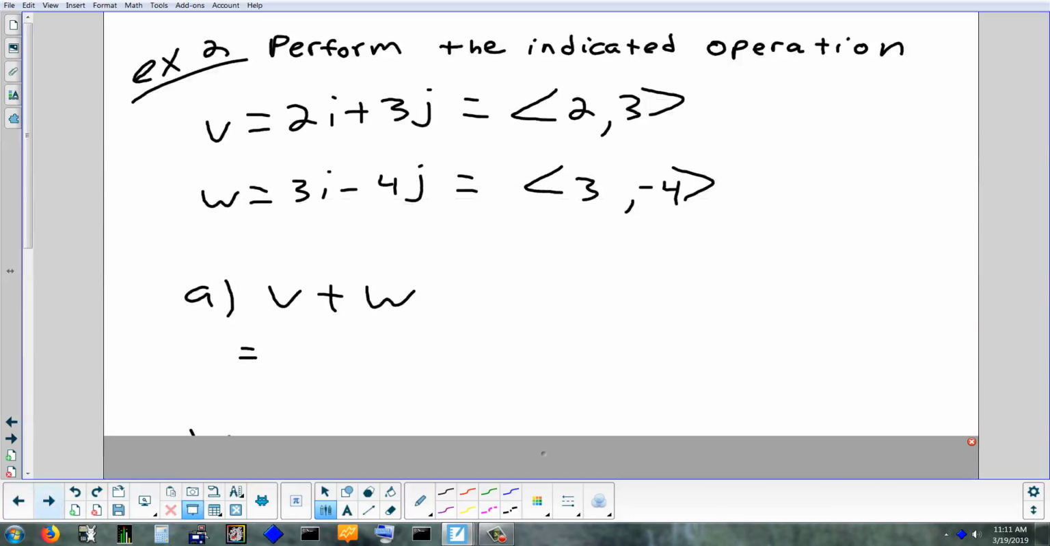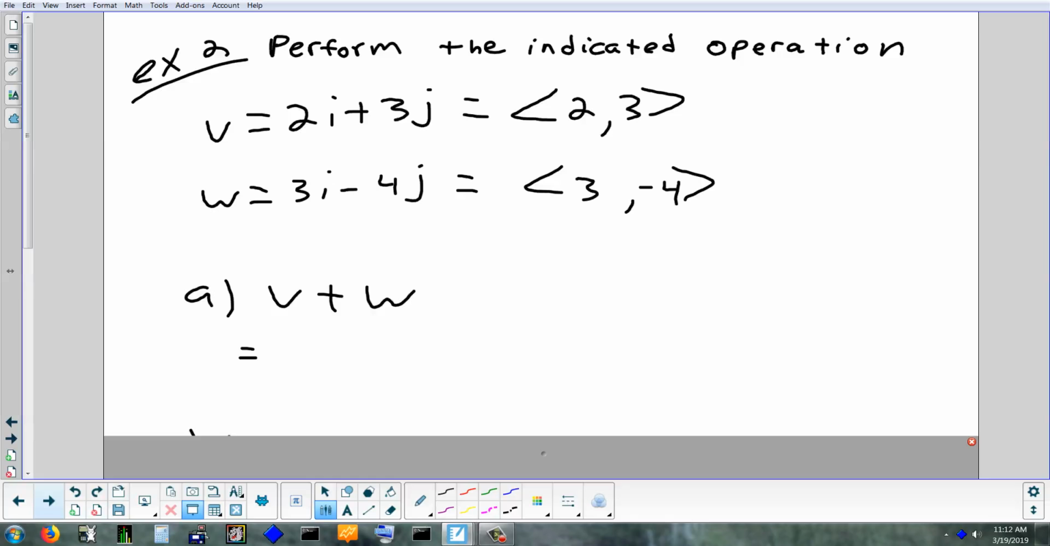Okay. And remember, I don't want to do any of this visually, so you shouldn't be getting out graph paper and sketching any of this out now. Okay, so first thing I want to do is add V and W.